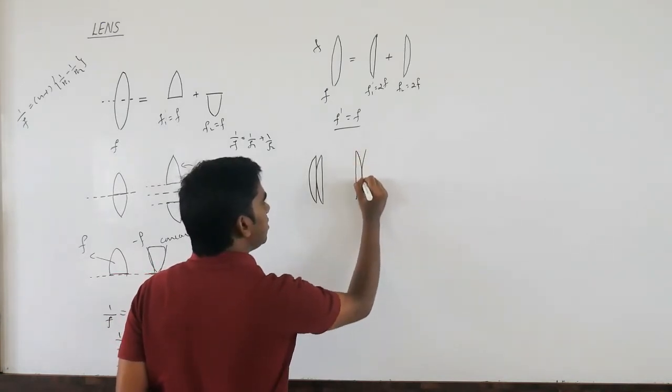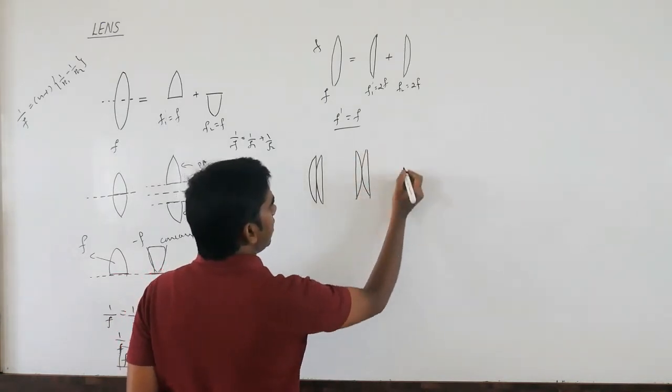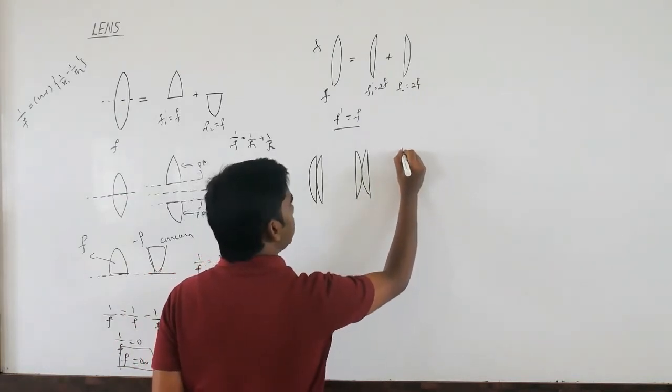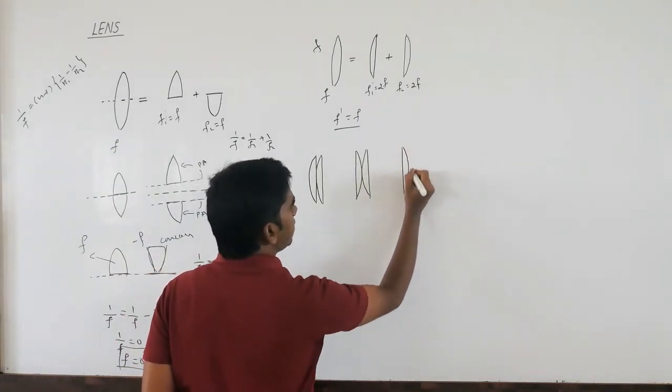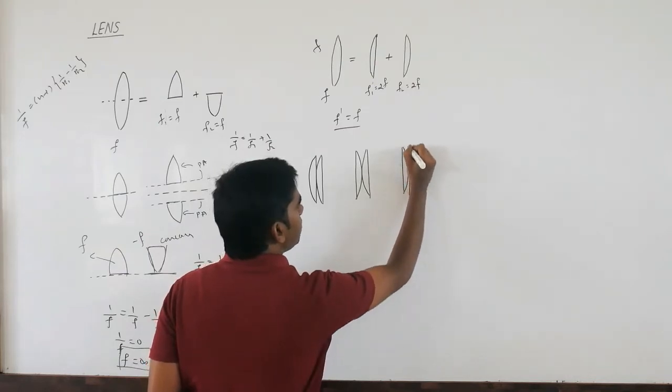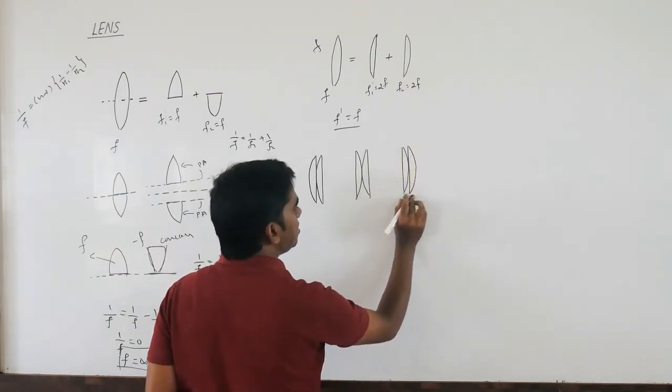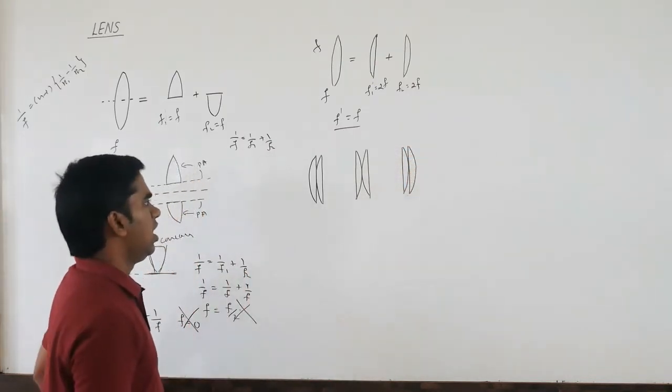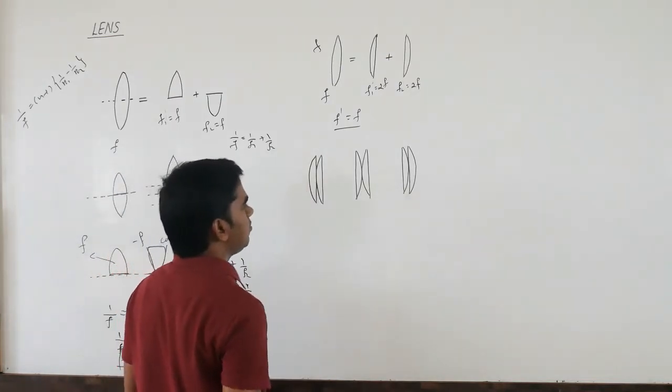So this is another combination, and I may join them like this also, okay. So out of these three, which is having the maximum focal length?